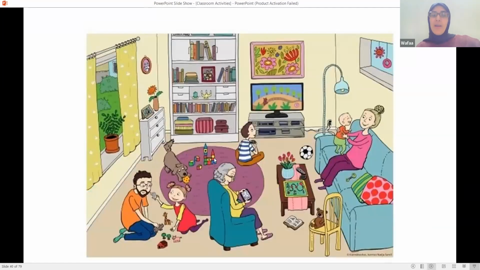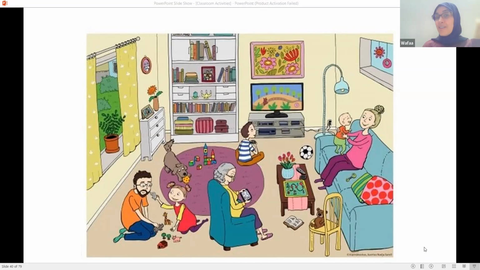I love it. Okay, what about this one? What kind of question can I ask here? Maybe finding or writing words, especially with the present continuous. What are the family doing? For example, yeah. Okay.